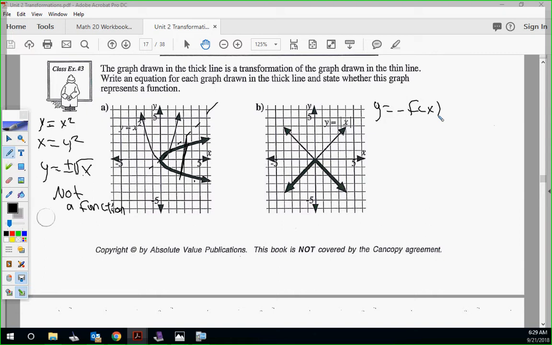Okay, and so that gives me y equals negative root of absolute value of x, which makes all the V's negative. That's how I got down there, which is a function.